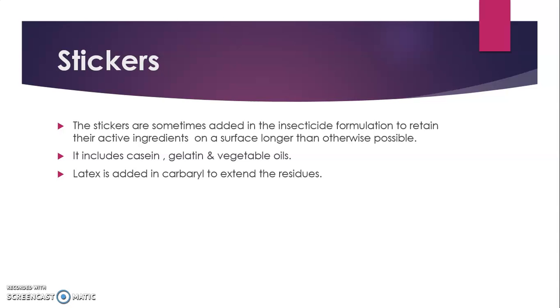Now the next one is the stickers. Stickers are sometimes added in the insecticide formulation to retain their active ingredients on a surface longer than otherwise possible. It includes casein, gelatin, and vegetable oils. Latex is added in carbaryl to extend the residues.